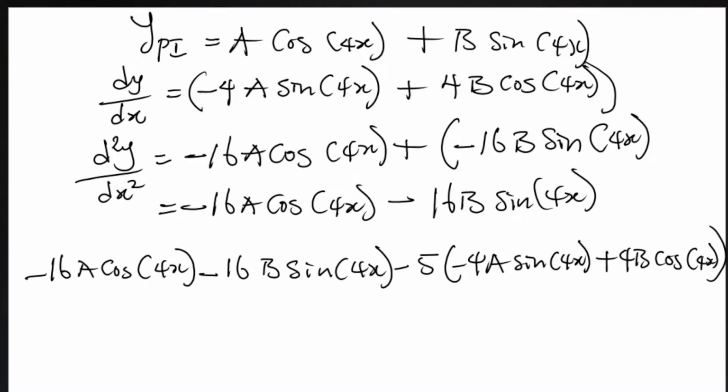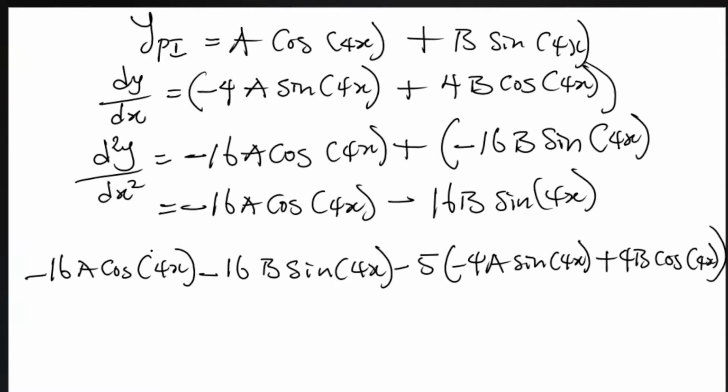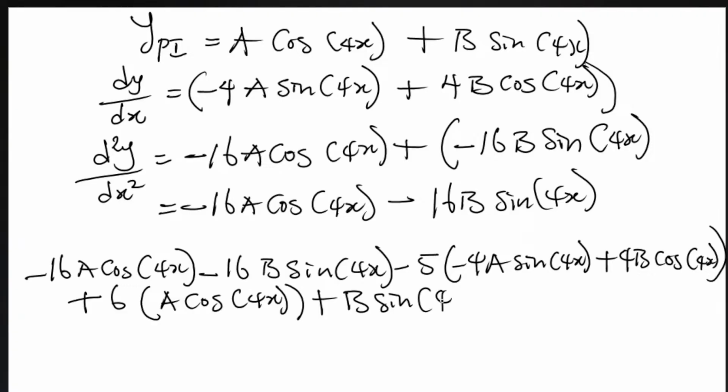Now, what's the next thing we are going to do? Remember, your equation is given to have plus 6y. So what's your plus 6y? You simply have this to be plus 6, and what's your y? Your y was given to be a cos 4x plus b sine 4x. Are we together? So this is what you have, and this is equal to 2 sine 4x. Are we together?